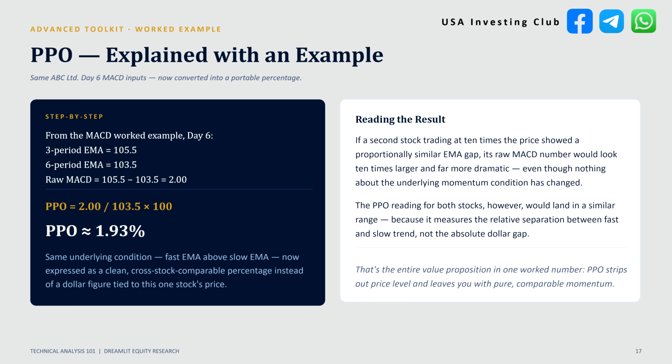Here's why that conversion matters in practice. If a second stock trading at 10 times the stock's price showed a proportionally similar EMA gap, its raw MACD number would look 10 times larger and far more dramatic on paper, even though nothing about the underlying momentum condition has actually changed. The PPO reading for both stocks, however, would land in a similar range, because PPO measures the relative separation between fast and slow trend as a percentage, not the absolute dollar gap. That's the entire value proposition condensed into one number. PPO strips out price level and leaves you with pure, comparable momentum.